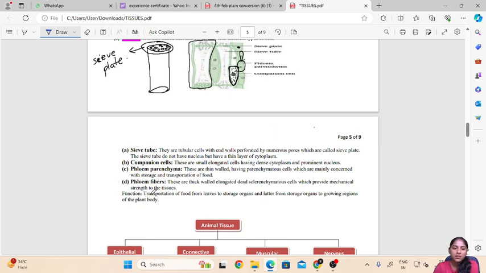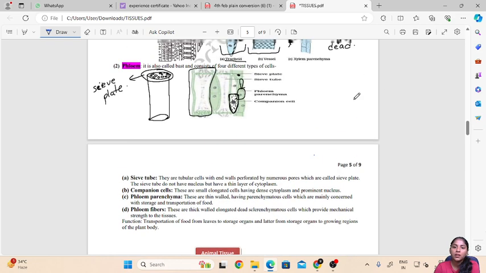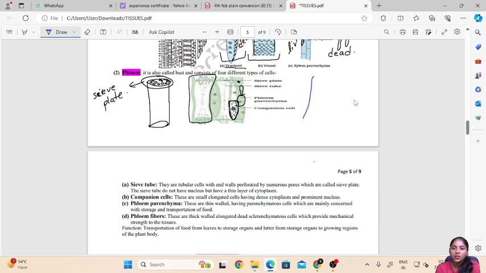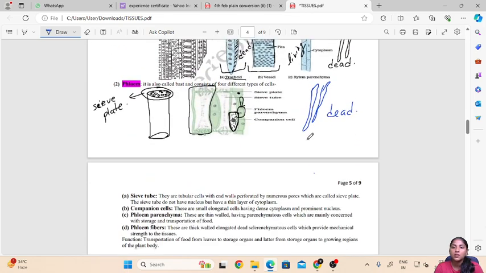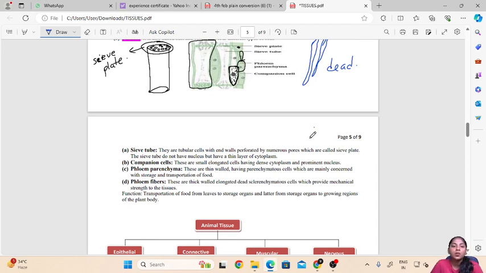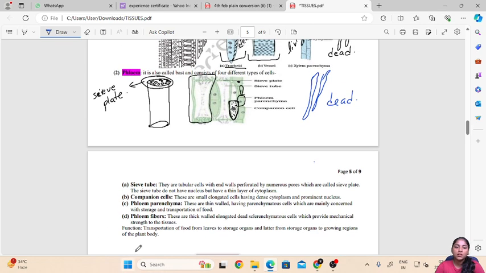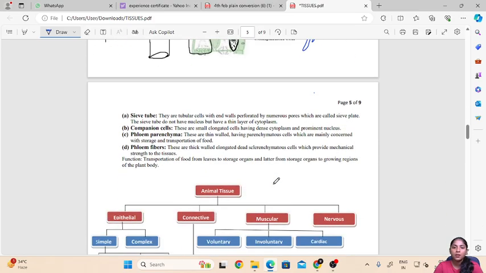Then phloem fibers. Phloem fibers are again fibrous shaped cells which are dead cells, same as in xylem tissue. Now phloem fibers are thick walled elongated dead sclerenchymatous cells, and these provide mechanical support to the phloem tissue. Then the function of phloem tissue is the transportation of food from leaves to the storage organs of the plant, and then from the storage organs to the various parts of the plant body.